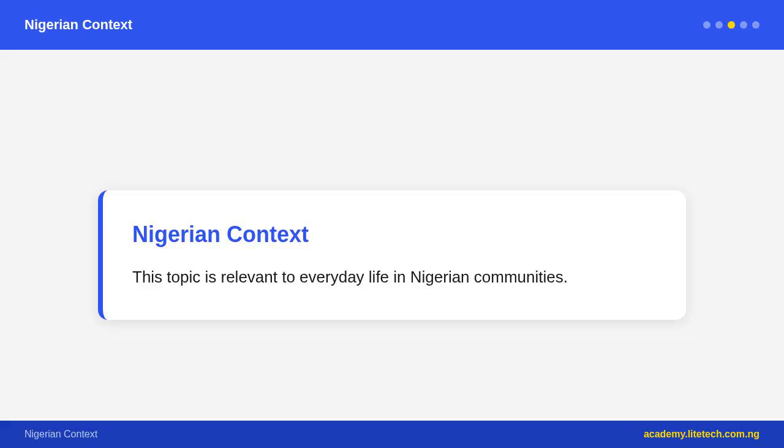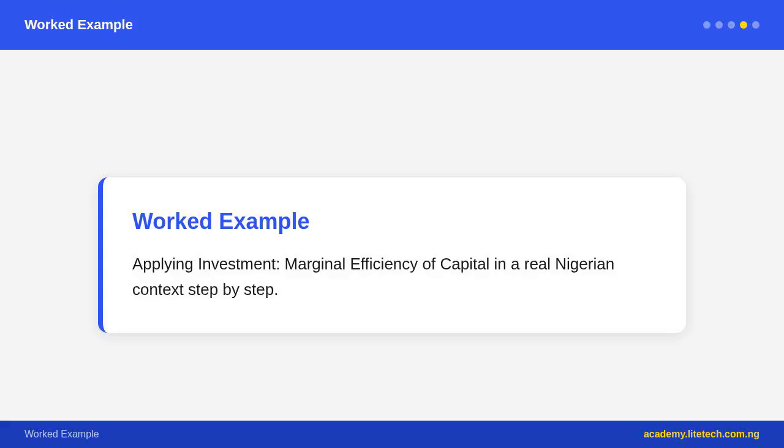Third, the cost of capital goods. If machine prices fall due to technological progress, more projects become profitable. Fourth, technological change. New technologies create investment opportunities that did not previously exist, such as mobile telecommunications infrastructure in Nigeria in the 2000s, which attracted massive investment. Fifth, government policy. Tax incentives for investment, such as capital allowances and pioneer status in Nigeria, stable macroeconomic conditions, and public investment in infrastructure, roads, power, ports, all encourage private investment.